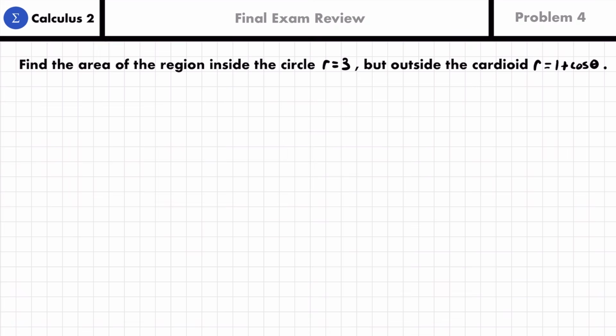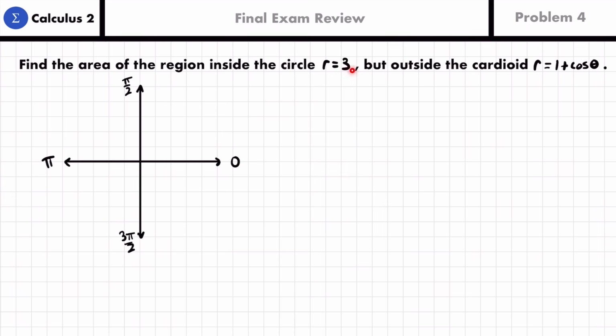So before we set up any calculations, let's start by drawing a picture of the region that we want to find the area of. So here's my vertical axis, and here's my polar axis. Remember that this is an angle of 0, this is an angle of pi divided by 2, this is an angle of pi, and this is an angle of 3 pi divided by 2.